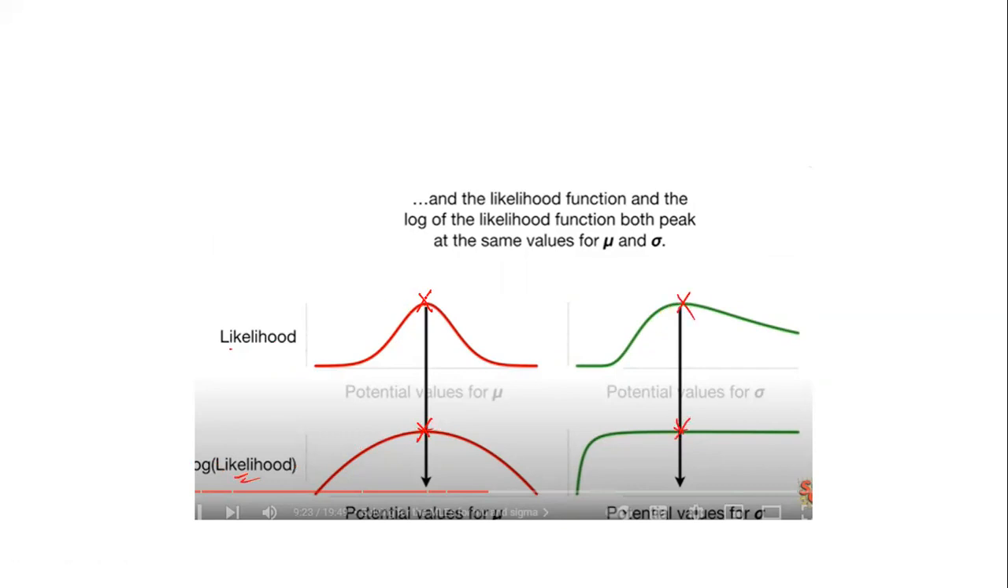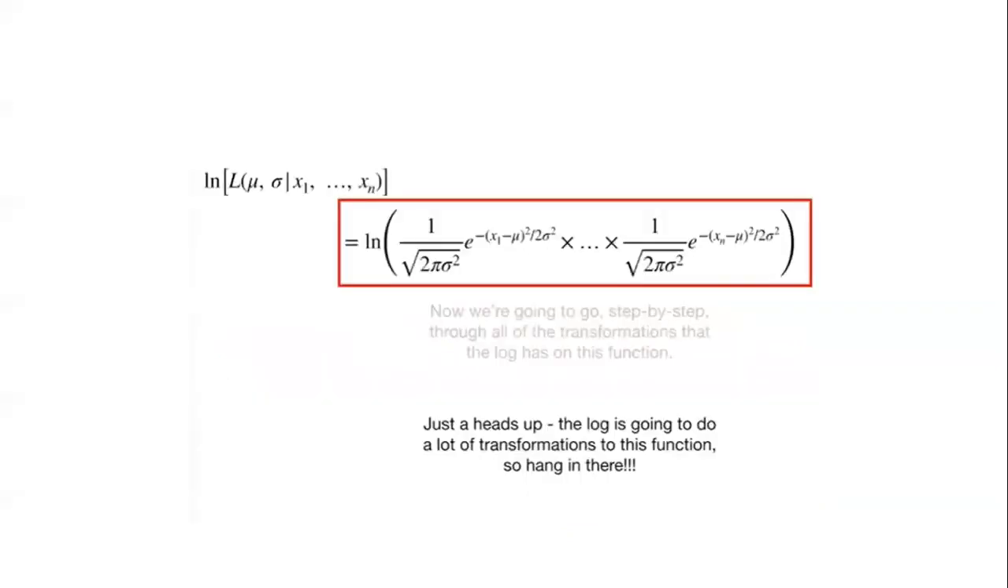For mu also, this is the peak point of the equation before taking log, and the same is the peak point after taking log also. Similarly for sigma, this is the peak point before taking log, and after taking natural log, this is also the peak point. So the point is, when you take the natural logarithm, the characteristics of the equation do not change, and also the derivation becomes simpler. These are the two reasons why we are taking log.